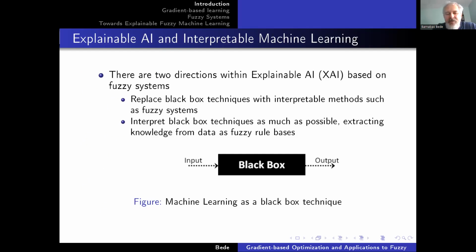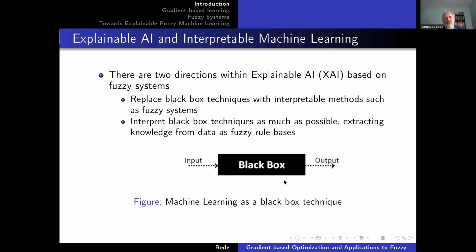For example, fuzzy systems, or it could be something as simple as decision trees that are still in the explainable AI realm. Another thing is to interpret black box techniques as much as possible, extracting knowledge from data as fuzzy rule bases. Fuzzy rule bases can relate the input to the output in a natural way through if-then rules. Basically, if we develop fuzzy if-then rules, then we can interpret rule bases.